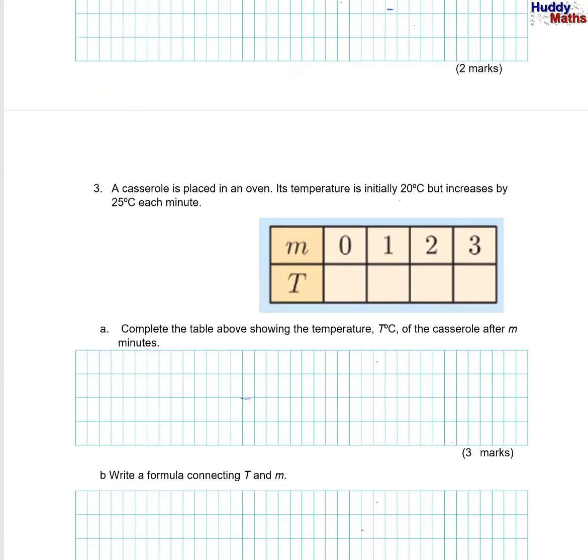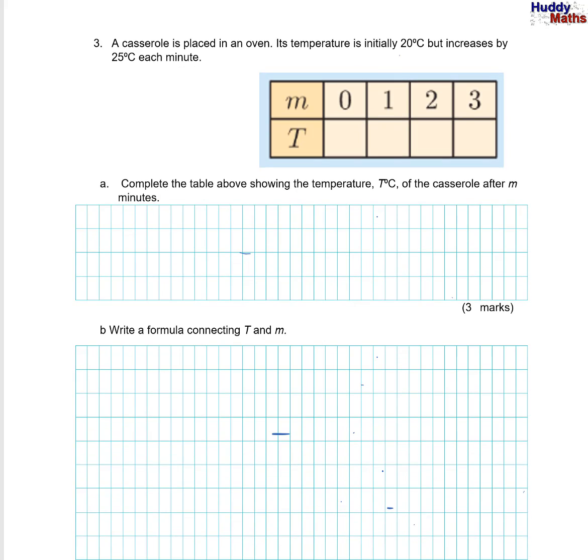Let's have a look at the third question, and a bit of this is on the other side, on the next page down, sorry. So we've got a casserole here. Now that's some food that we're heating. It doesn't really matter if you don't know what a casserole is. And the temperature is initially, which means at the beginning, 20 degrees, and increases by 25 each minute. So let's try and get our head around that. Initially, the minutes are 0. 0 minutes is when you put the casserole in the oven, and the temperature is 20 degrees, it says.